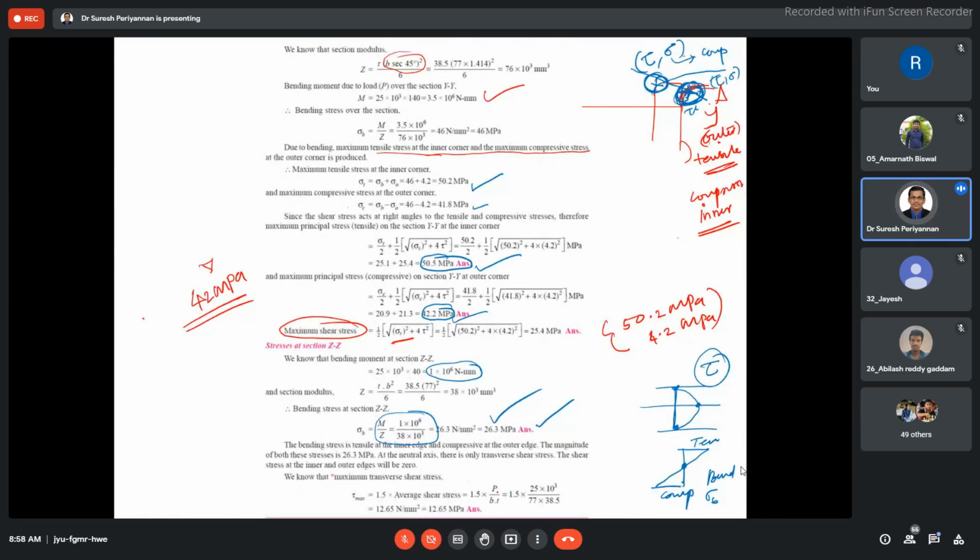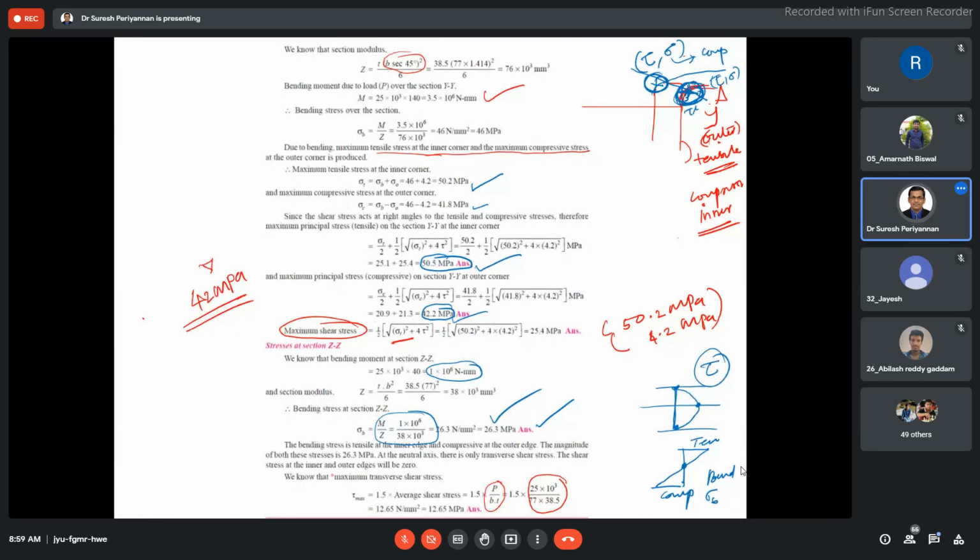Then P by BT. Whatever we discussed, this is nothing but 4.2. Earlier we discussed not tau, but P by BT, 1.5 into P by BT. Then we are finding the tau max in this region, in the section ZZ region.